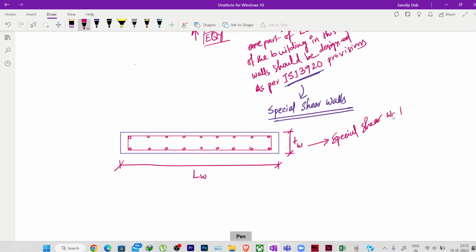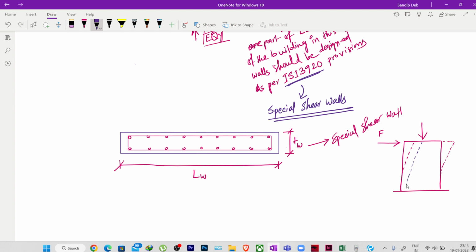Now, when a special shear wall is designed, it is seen that, see, we have a wall like this. Initially it will take gravity loads, but when it is a special shear wall, then it is not only meant to take the gravity loads, but it also resists a major amount of the lateral forces. So if the lateral force is coming like this, then the deformation of the wall will be like this.